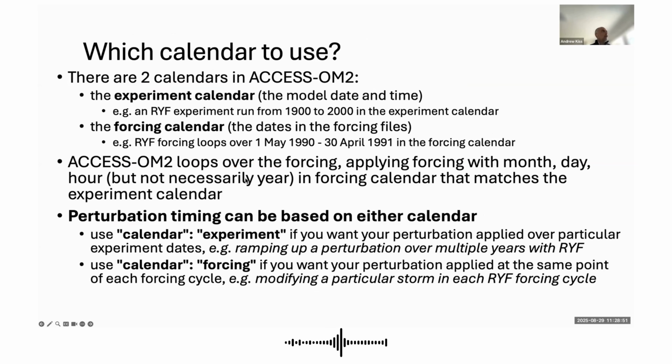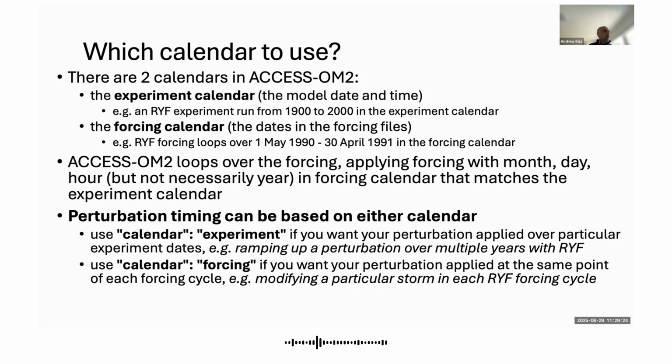All right. So then the question is which calendar to use. As I said, you can choose between experiment and forcing calendar. The thing to understand here is that there are actually two calendars in ACCESS-OM2. There's the one you're used to thinking about, which is the experiment calendar, which is just the model date. It's where you're up to. So if you've got an RYF experiment that you start at 1900 and run to 2000, it's just the year in that range.